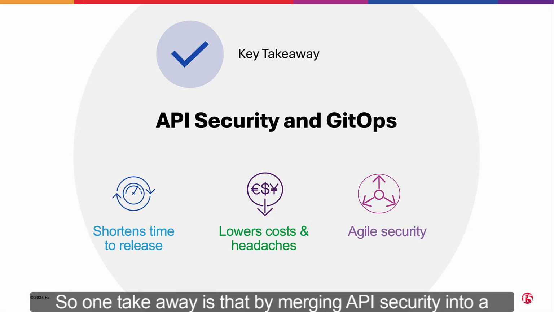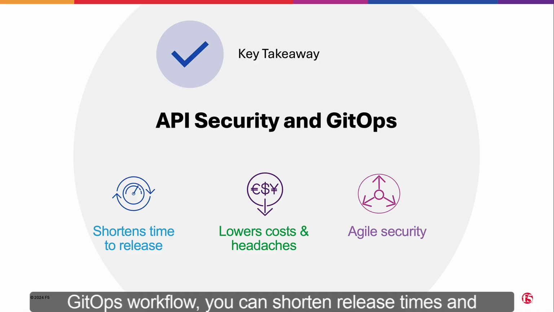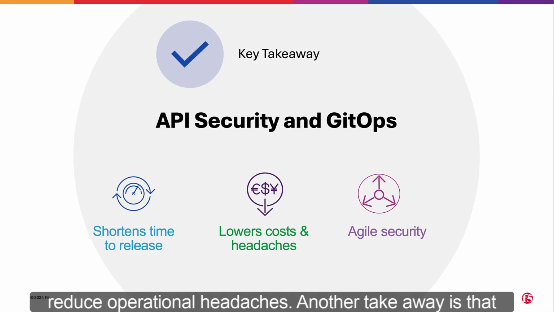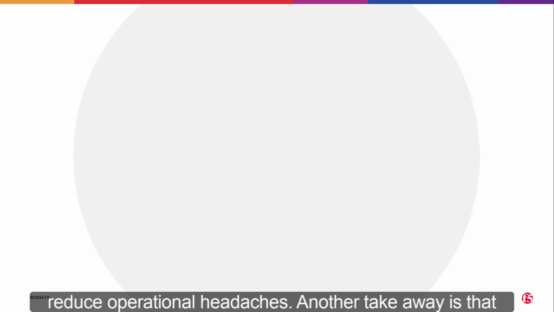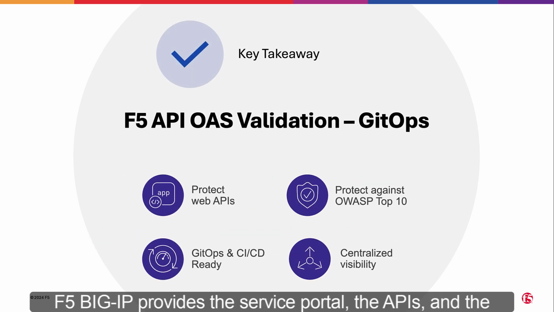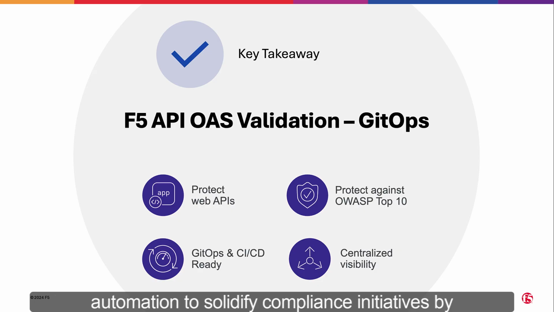So one takeaway is that by merging API security into a GitOps workflow, you can shorten release times and reduce operational headaches. Another takeaway is that F5 BIG-IP provides the service portal, the APIs, and the automation to solidify compliance initiatives by safeguarding APIs using schema validation.